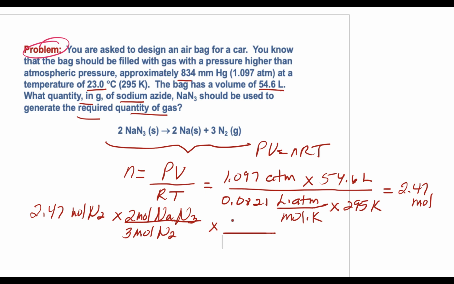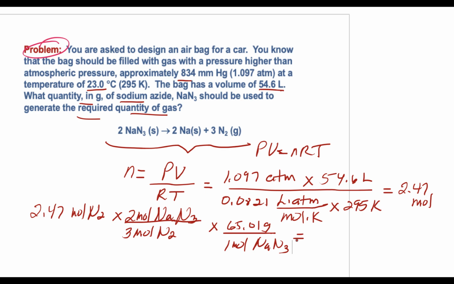Plus 3 times the molar mass of nitrogen, which is 14.0067. And so the molar mass is 22.99 plus 3 times, okay, 65.01 grams per mole. So 65.01 grams per mole.